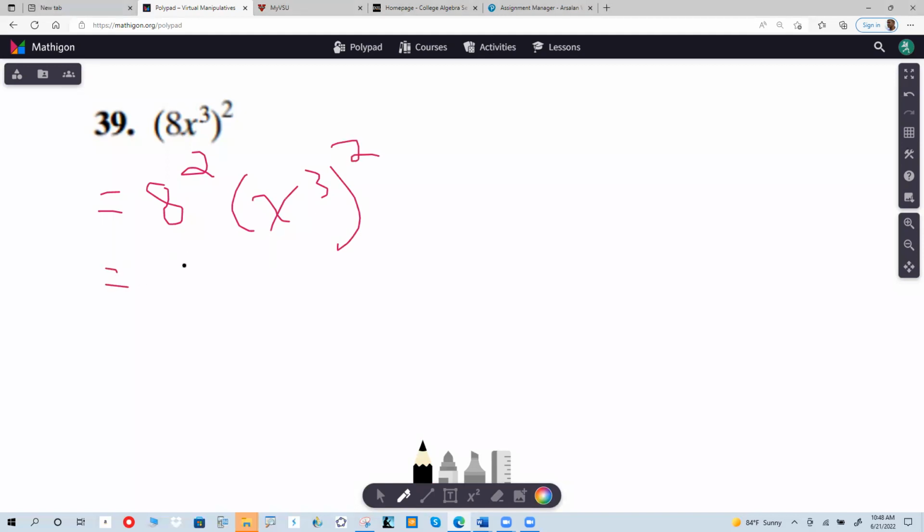All right, 8 squared is 64. X cubed squared, you multiply the powers. You multiply the powers underlined by the green line, and you're going to get x to the power 6. Don't add it. 6. And that's your answer. So when you're distributing fractions and exponents in, you multiply, but when you're multiplying two like base numbers, like let's say you did x cubed times x squared, you would add, right?